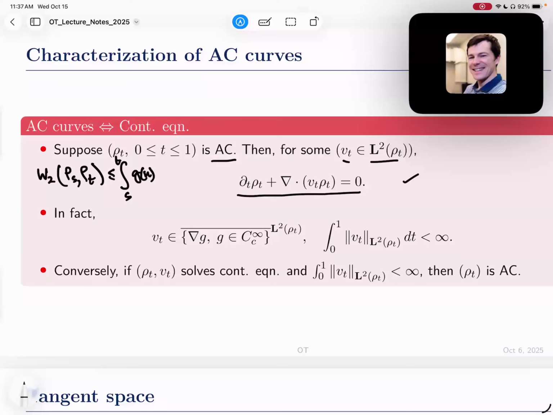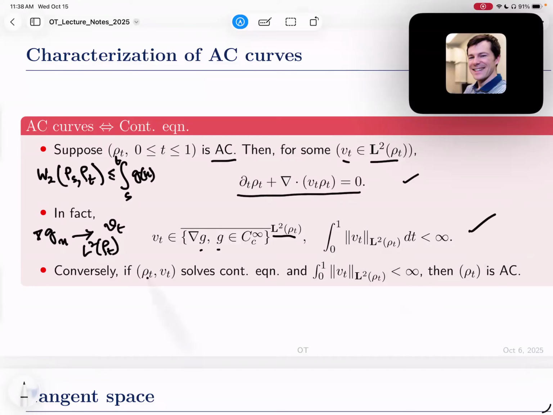What do I mean by almost of a gradient form? It must be in the L2 closure of the gradient of g, where g is some smooth compactly supported function. So not necessarily is Vt of the form of a gradient of g for a smooth compactly supported function, but there must exist a sequence of gn such that the gradient of gn will converge to Vt in L2 of rho t. So it's of a gradient form. Moreover, the L2 norm of this velocity field, when I integrate from 0 to 1, must be finite.